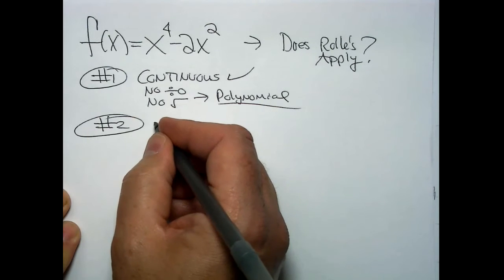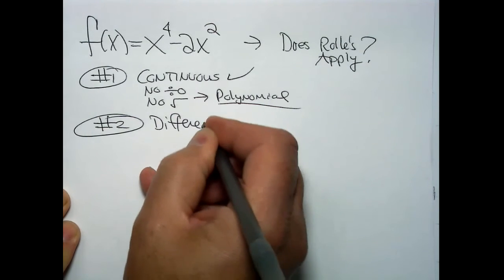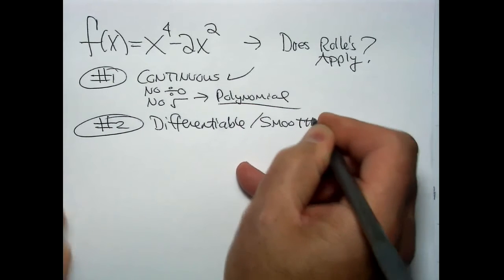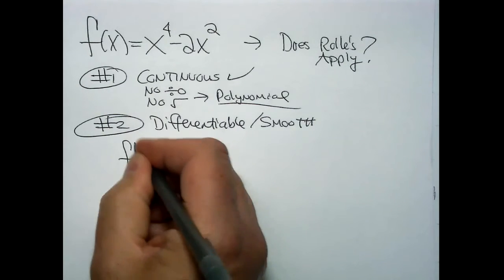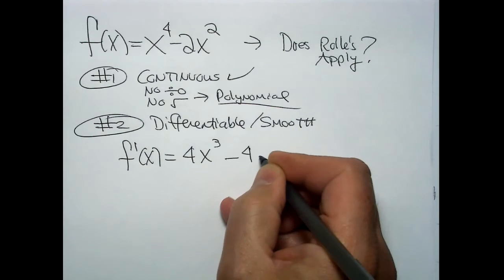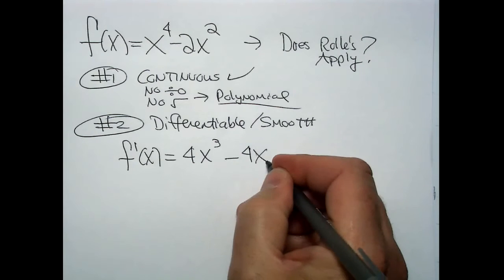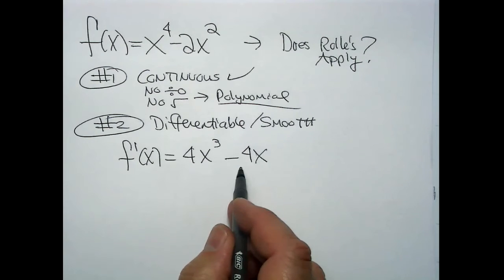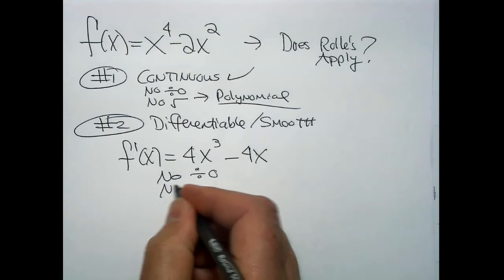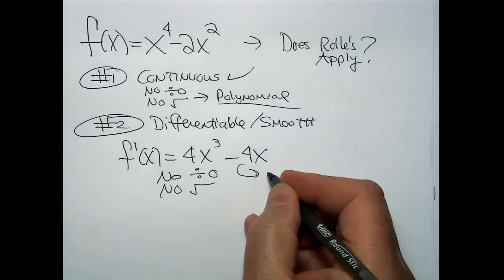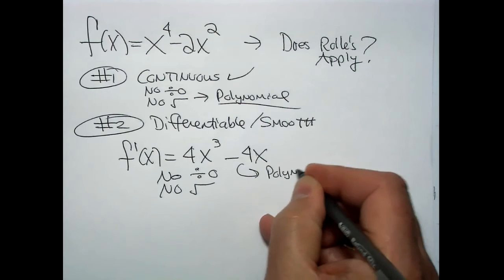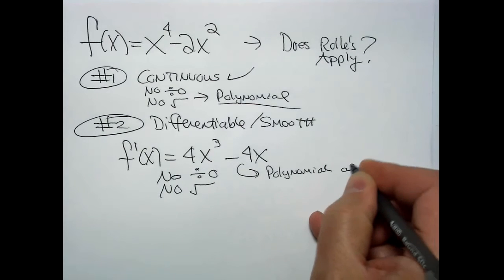Number 2, is it differentiable? Differentiability implies smoothness. Is it smooth? Well, differentiability is not your ability to take the derivative. I think you should be able to take the derivative here. This is 4x cubed, and this becomes 4x. Question is, does this ever become undefined? Well, there's no division by 0 possible, and there's no square root. In fact, this came from a polynomial, so polynomials are always differentiable.